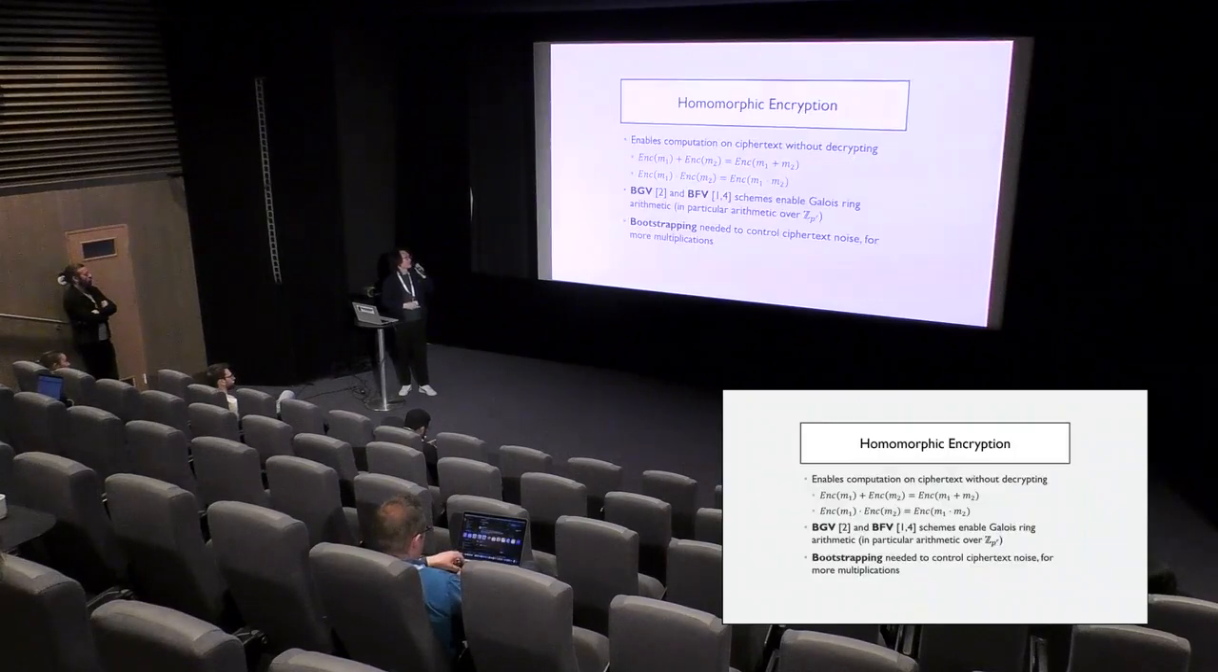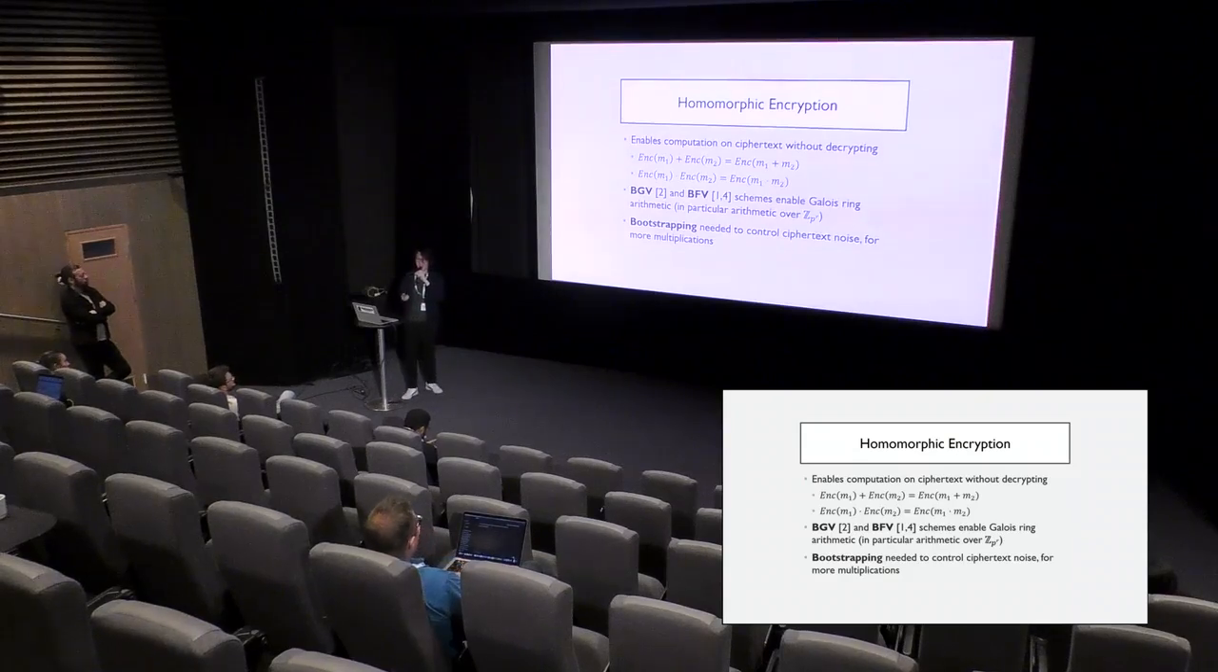With these two ingredients, finally we reach homomorphic encryption, which is basically an encryption scheme that enables computation on a ciphertext without decrypting to the underlying data. Here we have the classic preservation of addition and multiplication. In particular, in this work, we'll be focusing on the BGV and the BFV schemes, which technically enable Galois ring arithmetic, but they are usually just used for arithmetic over Z_{p^r}.